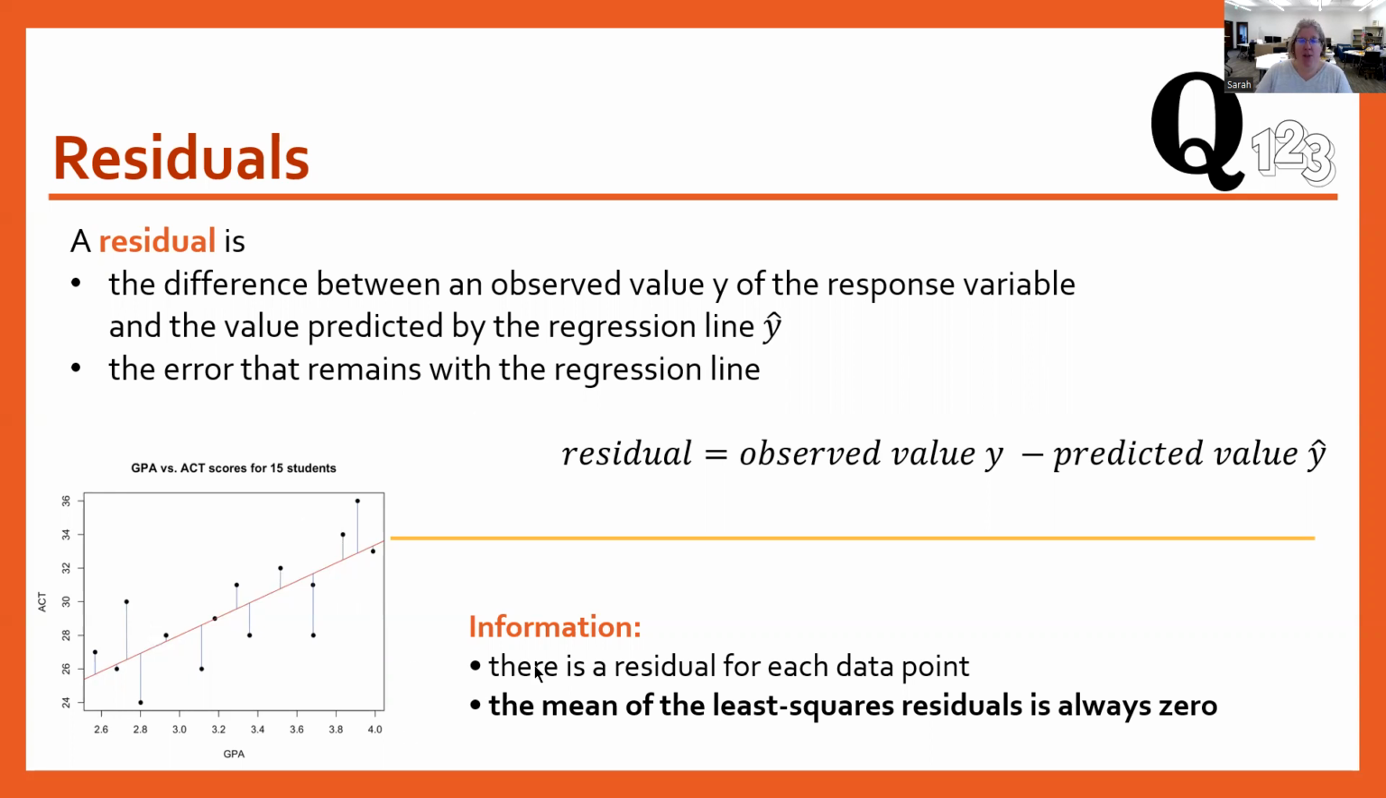There is a residual for every data point. That residual could be 0 if the dot sits right on the line, but there is a residual that you can calculate for every data point. And if you find the average of those residuals, if you did all the residuals for your data set, that average should come out to 0 or very, very close to 0 with some round off error.